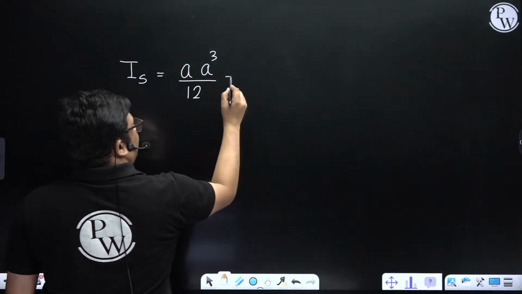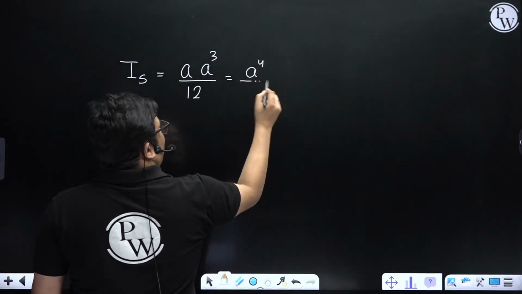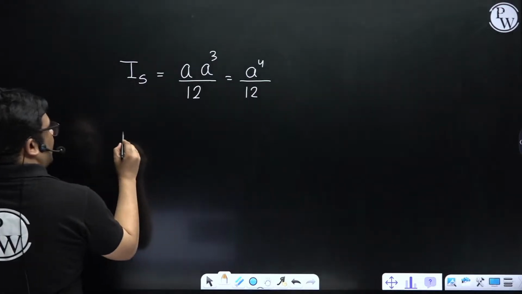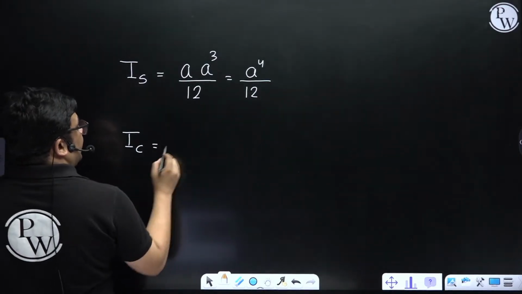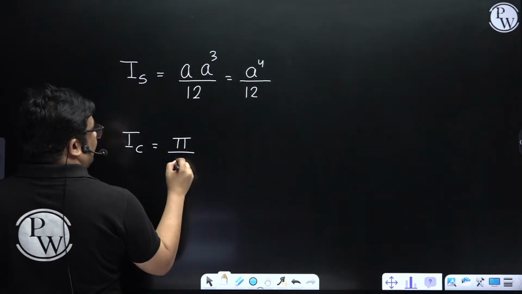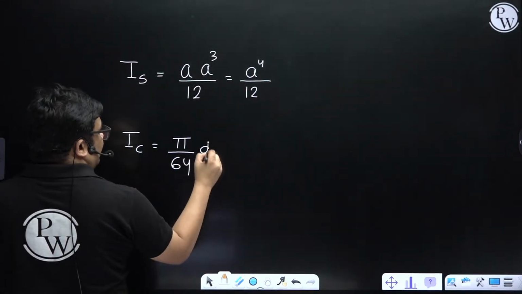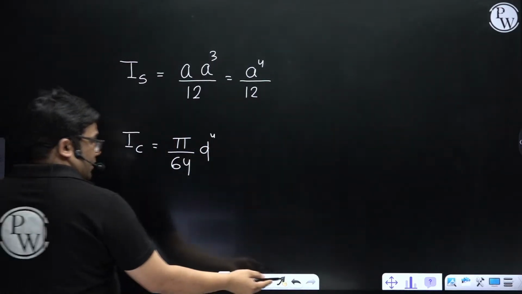So this becomes A to the power 4 divided by 12. Now for the circle, it will be pi by 64 D to the power 4. Very good.